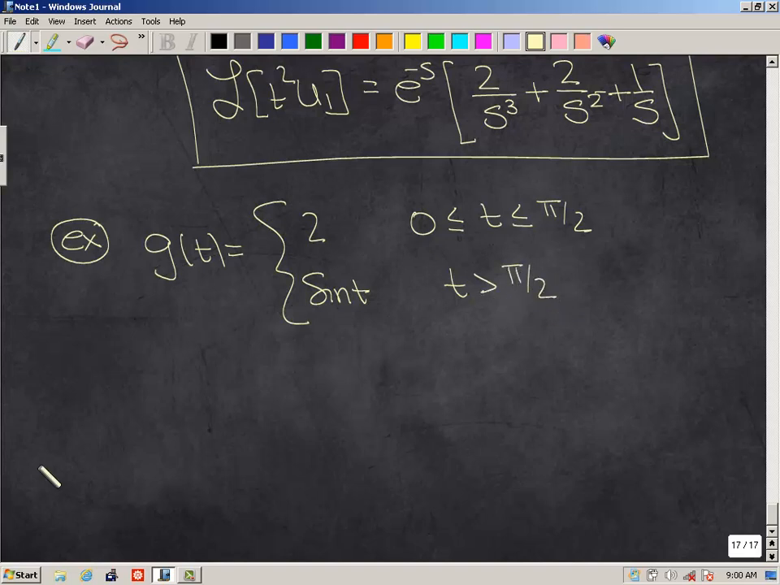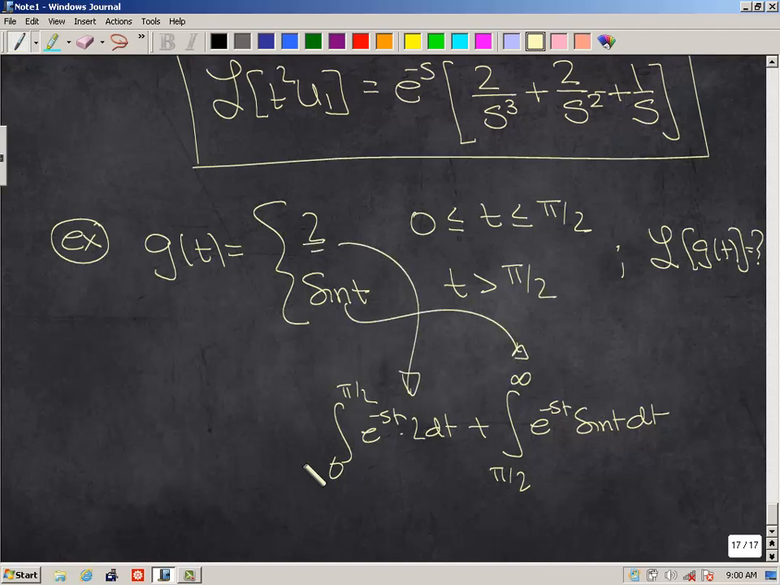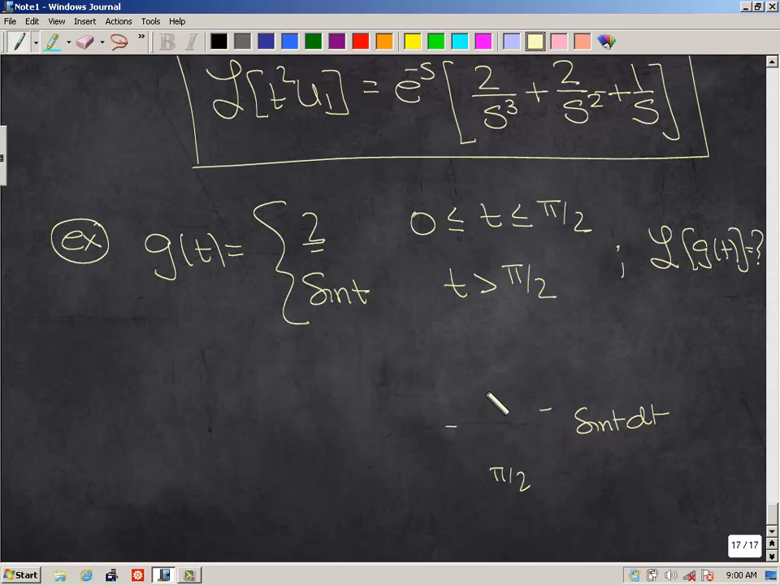Now this is a piecewise function. They want us to find the transform of this. So the question is, find the Laplace transform of g of t. Well, I don't know how to take a Laplace transform of a piecewise function unless I use the formal definition. So I could have done the integral from 0 to pi over 2 of e to the minus st times 2 dt, plus the integral from pi over 2 to infinity of e to the minus st times sine of t dt. Then I would have to integrate, and that's a lot of work. I do not want to go through that much work.